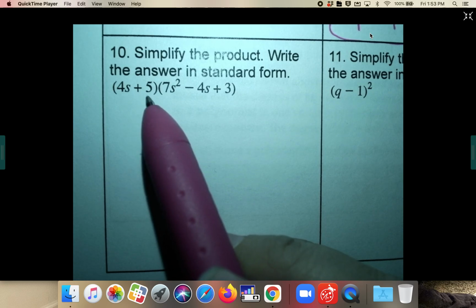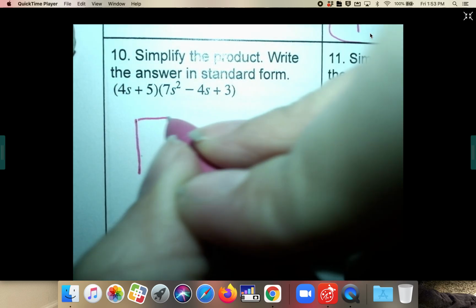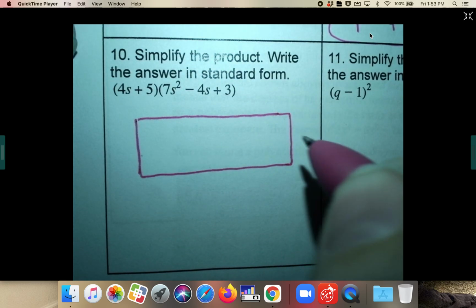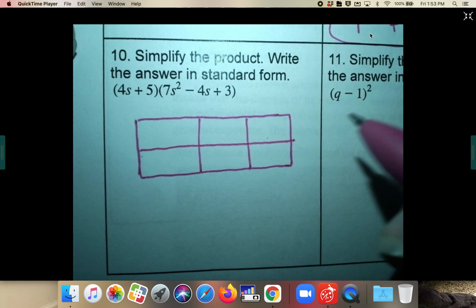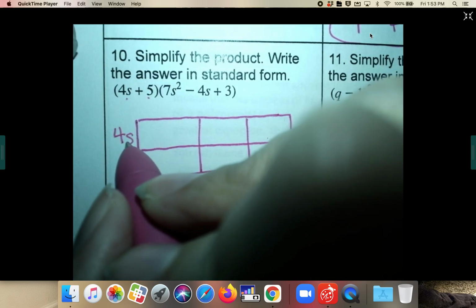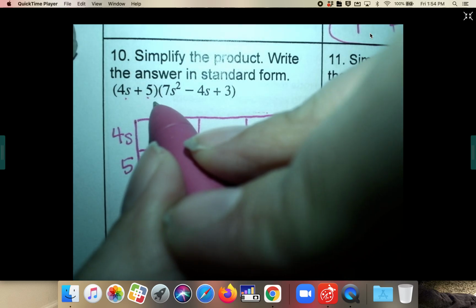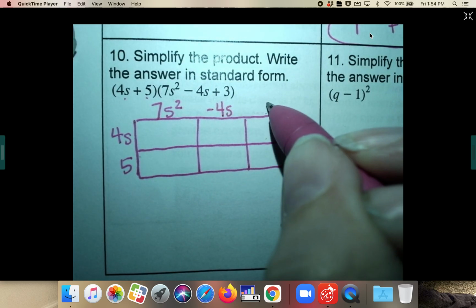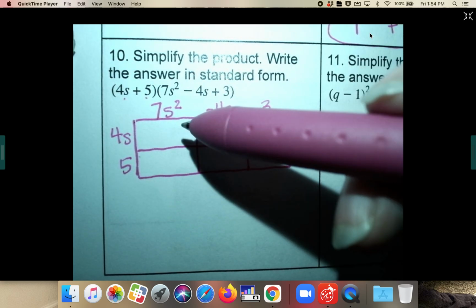It's a binomial by a trinomial, so I'm going to make a 2 by 3 box. All right, so 3 spaces by 2 spaces. And my 2 are 4s and 5, so 4s and 5. And then my 3 across the top are going to be 7s squared, negative 4s, and positive 3. All right, remember to fill in the box you're multiplying.